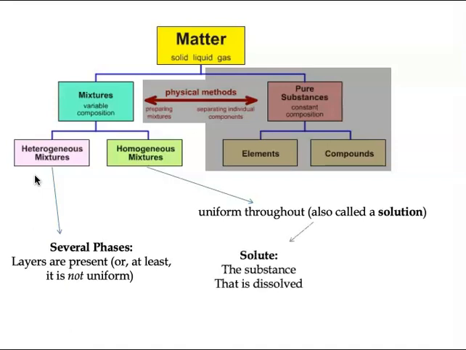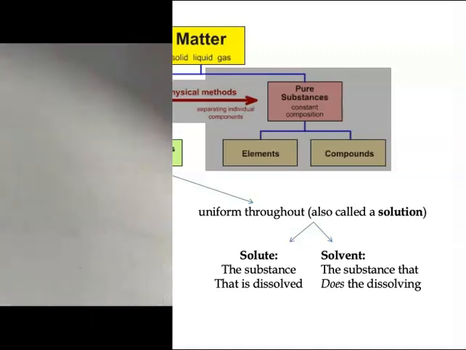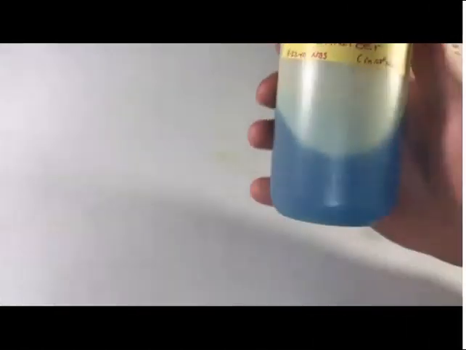Another couple of vocabulary words having to do with homogeneous mixtures is this idea that you have a solute, the substance that is dissolved, and a solvent, or a substance that does the dissolving. And our classic example of a homogeneous mixture, which is salt water, obviously salt would be the solute, and then the solvent would be water. So here's an example of a homogeneous mixture, also called a solution.